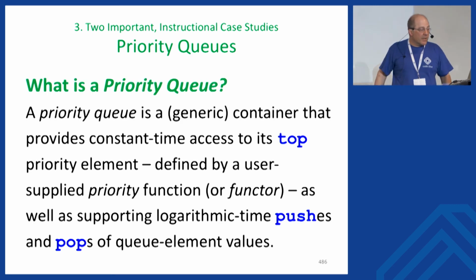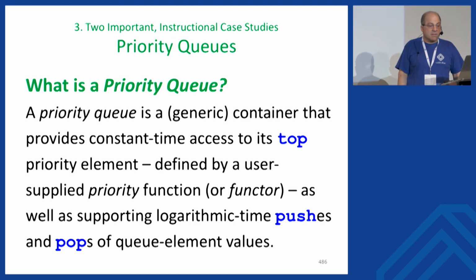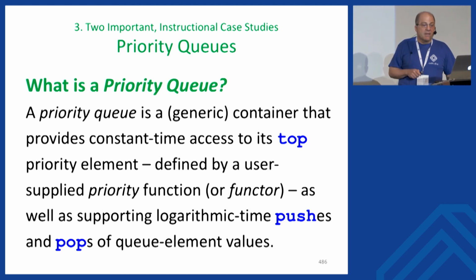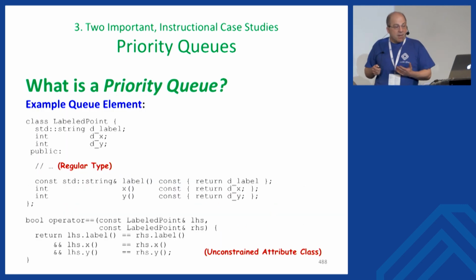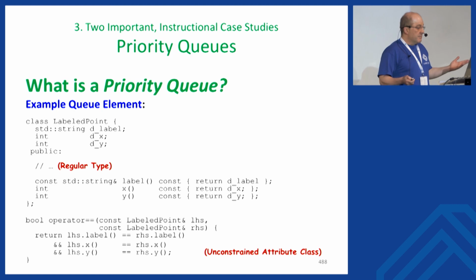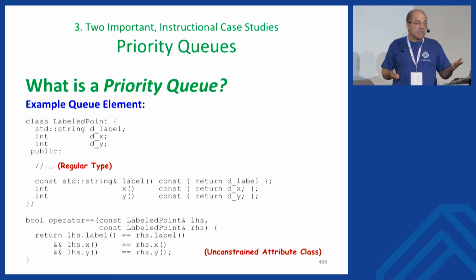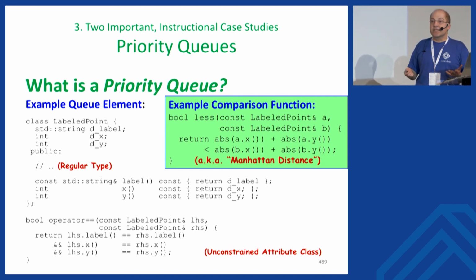Okay, so what's a priority queue? A priority queue is a generic container that provides constant time access to top priority elements. The top priority element is defined by a user supplied priority function or functor. So the operations are top, push, and pop, and these are the salient operations. Here's an example of an element that we might put in a priority queue, and it's just a labeled point, and it gives you distances in terms of a Manhattan distance.